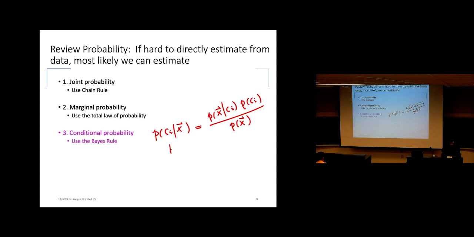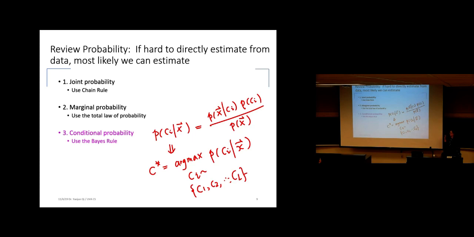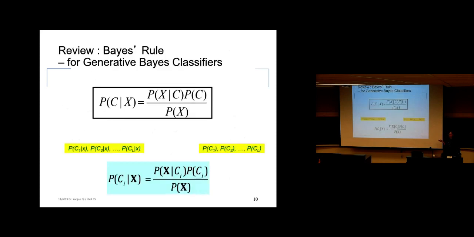So the rule is, again, C star equals argmax over C_i, P(C_i | X), where C_i is from the set C1, C2, up to CL. Any questions about this? This is the fundamental idea of the generative Bayes classifier. All right, so that's the Bayes rule.